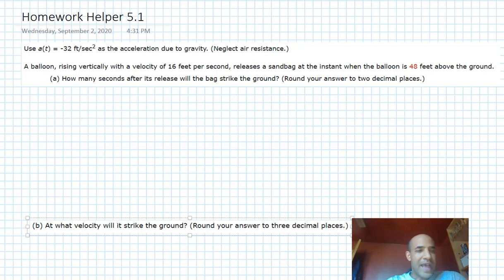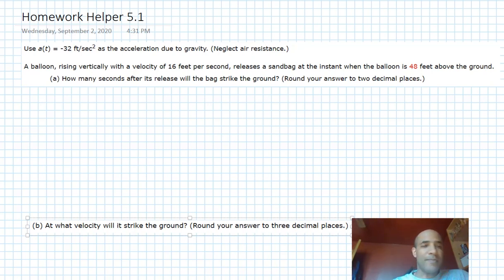So what we have here is balloons rising vertically. So it's going straight up. We're not talking about any side-to-side motion. With a velocity of 16 feet per second. It releases a sandbag at the instant when the balloon is 40 feet above the ground. And the first question is, how many seconds after its release will the bag strike the ground, right? So we're looking for a time. How long is it going to take for that bag to hit the ground?